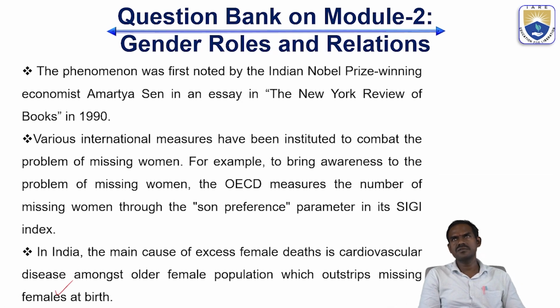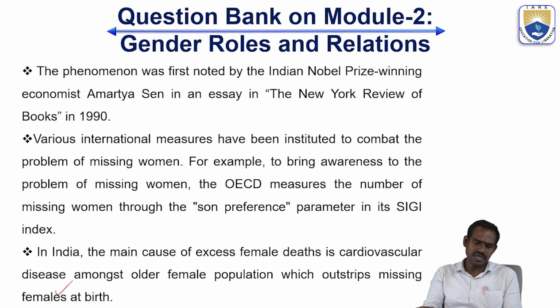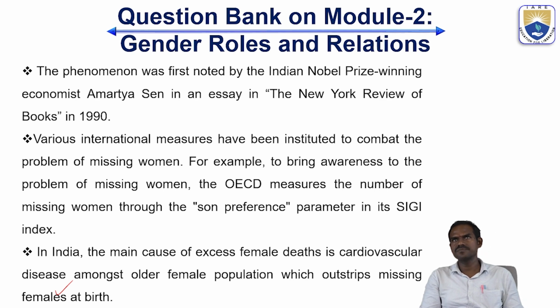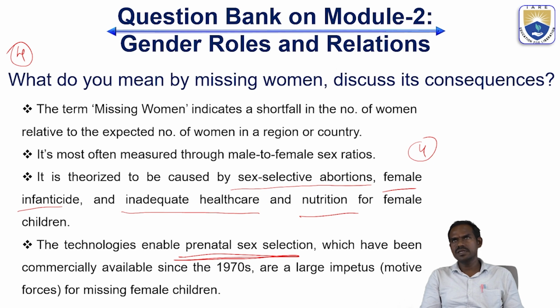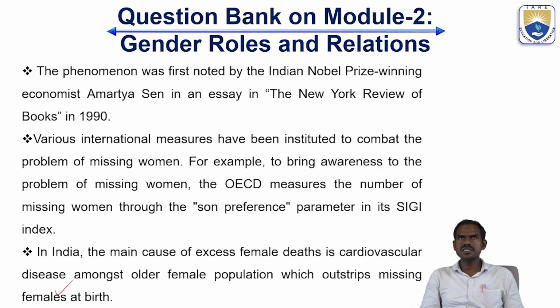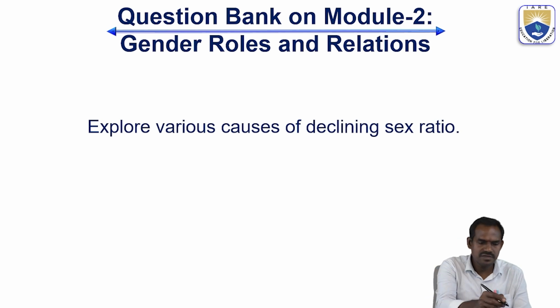So, what is the main cause of missing women in India? The main cause of excess female deaths is cardiovascular disease amongst older females especially, which outstrips the missing females at birth. So that is how you can answer the gender roles and relations or gender and biology related question, which is what do you mean by missing women, and discuss its consequences. I hope if you get this question either in your examination or in any interview, you will face it and answer thoroughly. Now let's move on to the next content, question number 5.